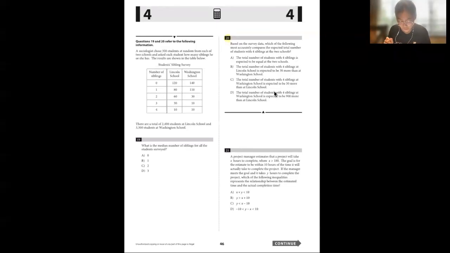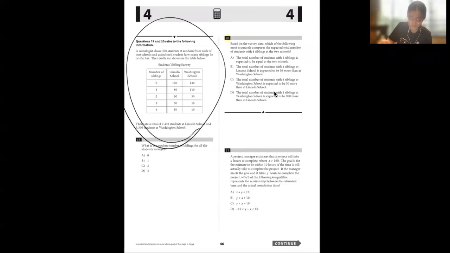Practice test 2, calculator section, question 20. So let's get started. Both question 19 and 20 ask about the same information, so it's based on this. So we need to look into that.